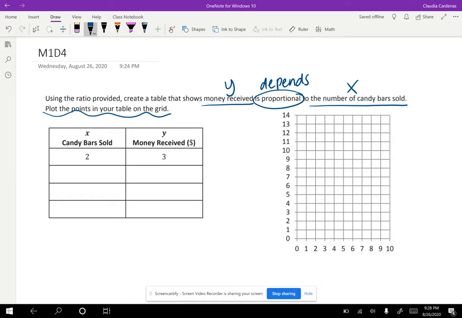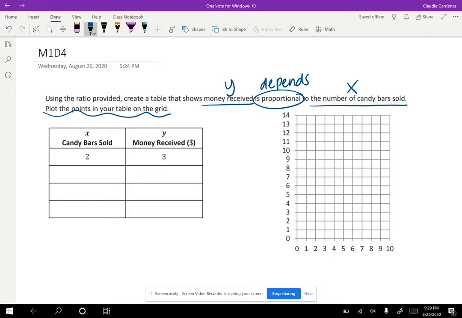So we're going to start thinking about how we can start solving the problem. Well, this time we've been given a table and a graph to use as our visual models for read, draw, write. Therefore, we're going to use both. So what are the two things we are comparing in this problem? Well, we've already labeled that we're talking about candy bars sold, which is the X, and the money received is the Y.